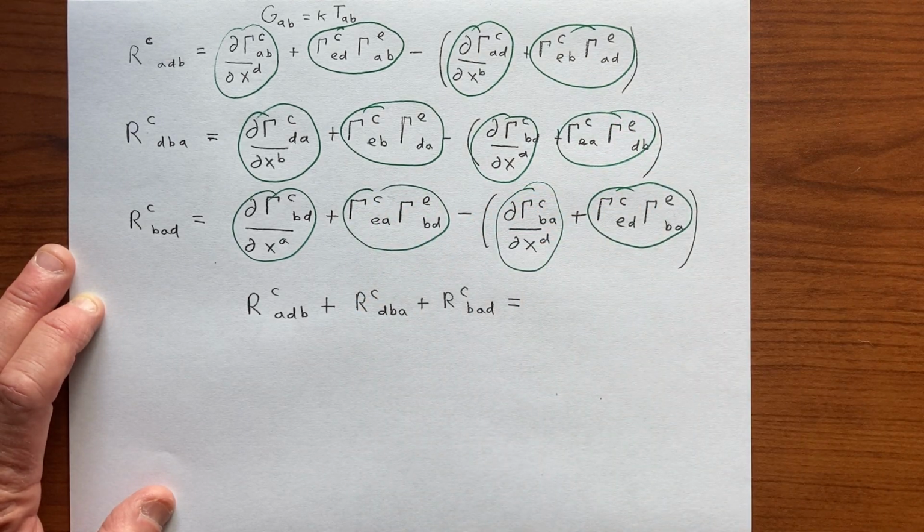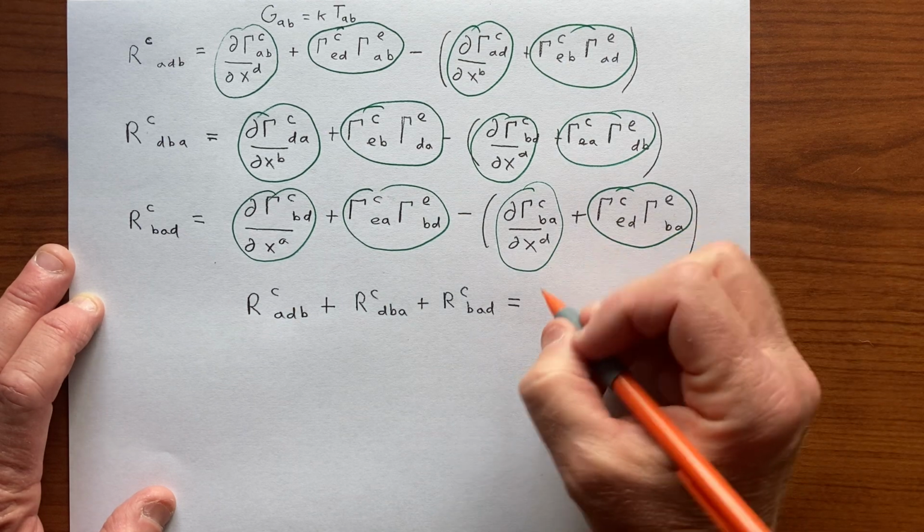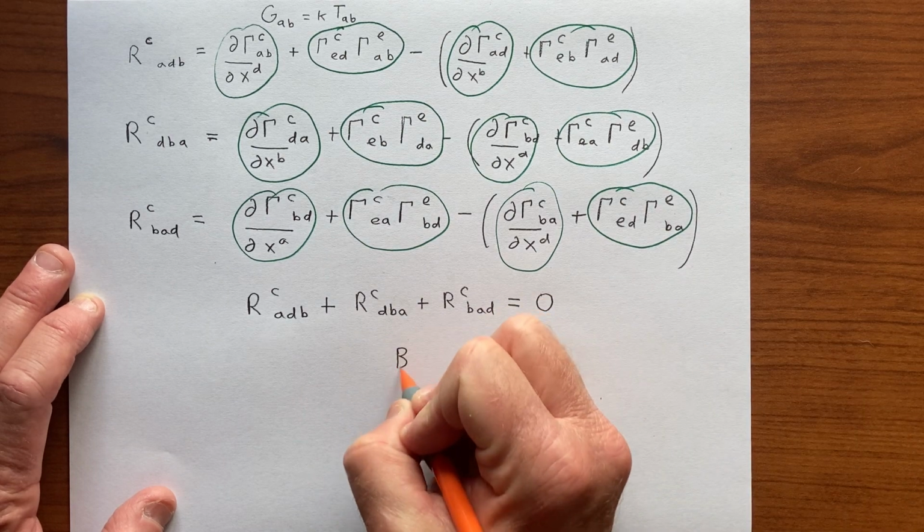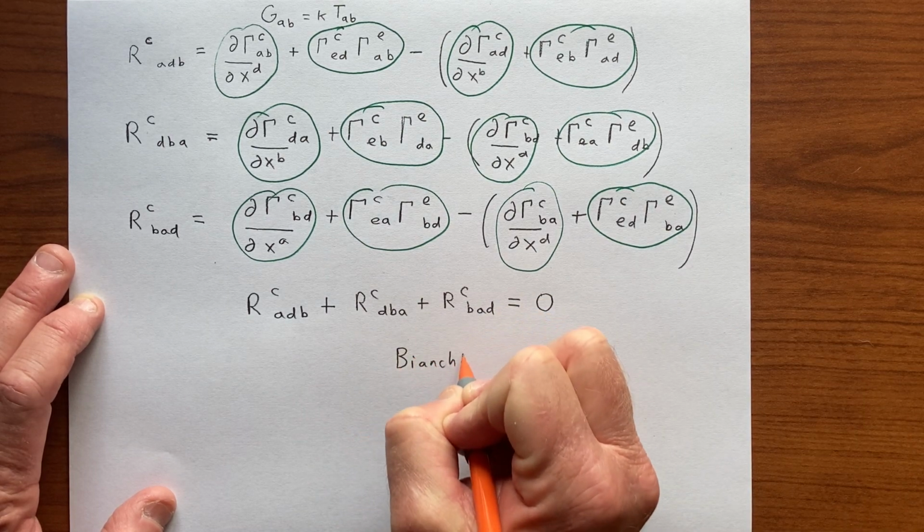And so we see that, in fact, we get 0, and so we'll appeal to this relationship, which is due to Bianchi.